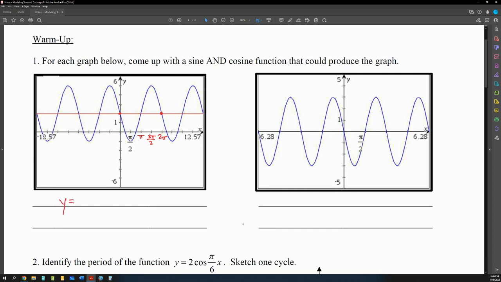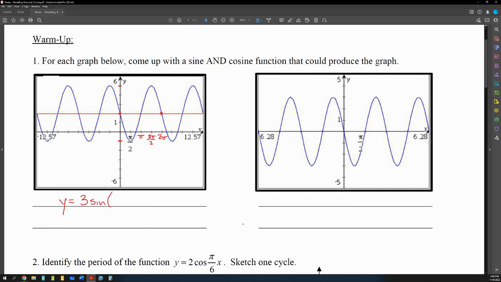So writing the equation, we have y is equal to our a value, that amplitude is going to be determined by our maximum minus our minimum divided by 2. So we have our maximum of 5 minus our minimum of -1. So 5 minus -1 is 6, and then divided by 2 is 3. And then this is our sine equation.